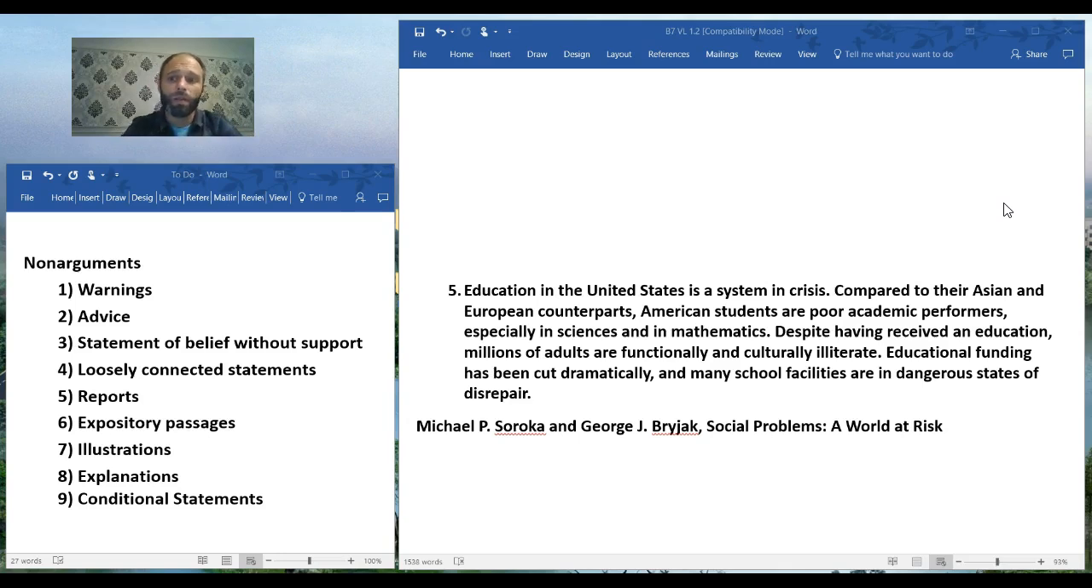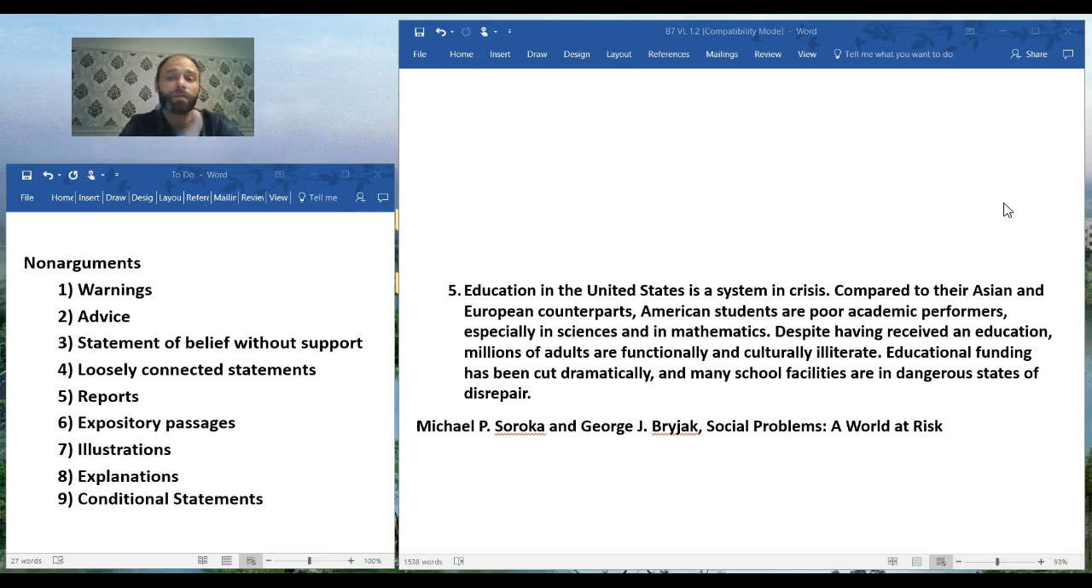Next sentence says, compared to their Asian and European counterparts, American students are poor academic performers, especially in sciences and in mathematics. That seems to me to provide some reason for thinking that education in the United States is a system in crisis. The next sentence, despite having received an education, millions of adults are functionally and culturally illiterate. That's not a good thing for education in the United States. Furthermore, educational funding has been cut dramatically. Not good for education in the United States, and many school facilities are in dangerous states of disrepair. That again tells us that education in the United States is a system in crisis.